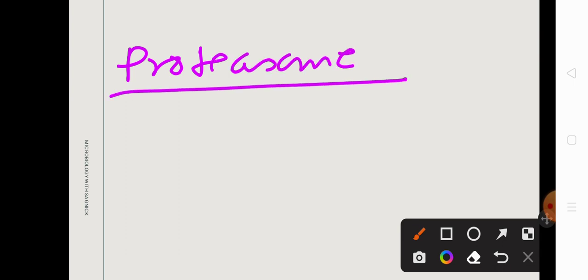So in the first video of ubiquitin mediated degradation of protein, we discussed the detailed concept of the structure of proteasome, right? And in today's video we are going to talk about how ubiquitin is attached with protein. Before we begin, I want to do a quick recap of the previous class. In the previous class we talked about the structure of proteasome, right?